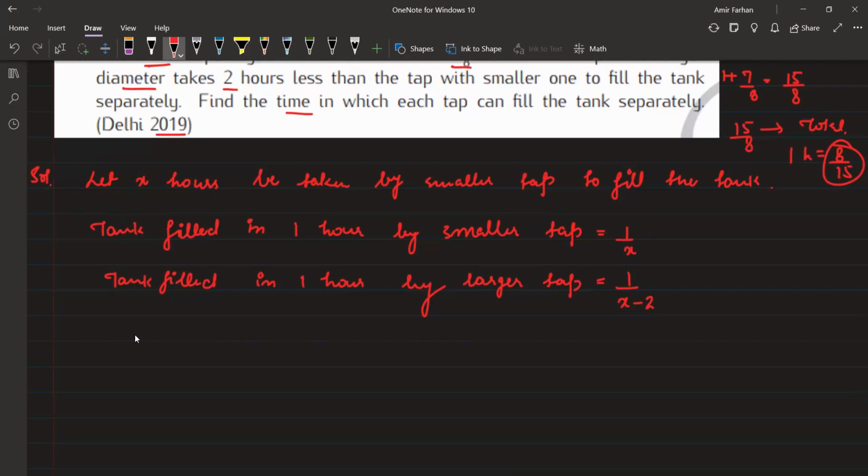Yes, sir. Okay. Tank filled by both taps in 1 hour. It is 8 by 15, because in 15 by 8 hours the whole tank is getting filled. So in 1 hour how much will it be? 8 by 15. Okay.